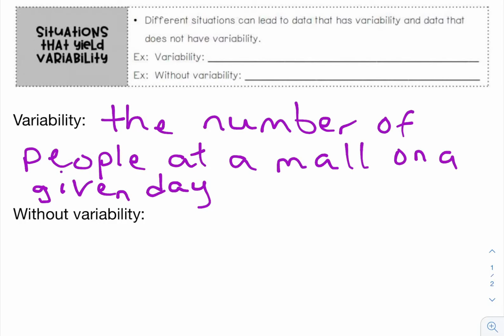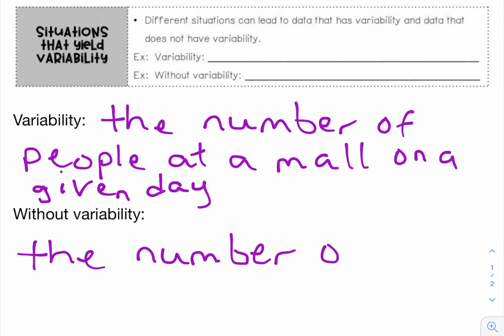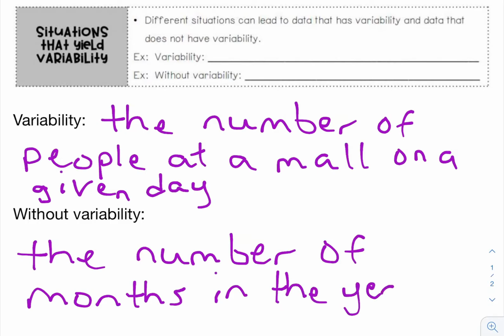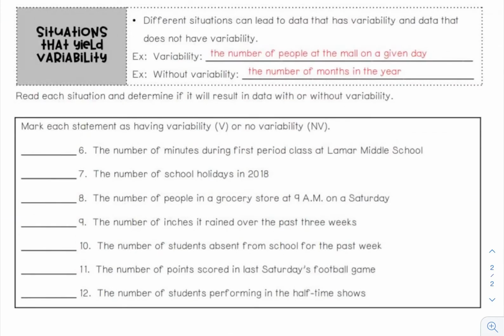Now, an example of a situation that does not have variability would be something that always stays the same, such as the number of months in a year. No matter what, it's always going to be 12. So that means this set of data would only have 1 point, 12, because there's always 12 months in the year. Now we're going to look at a few different examples and determine whether these situations yield variability or not.